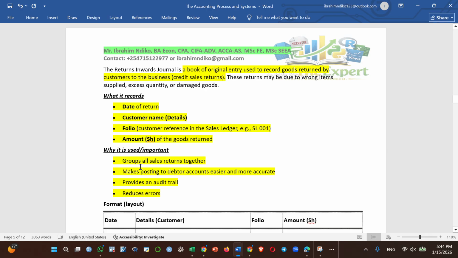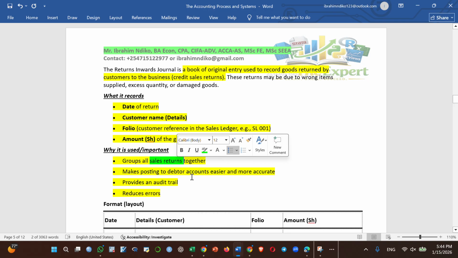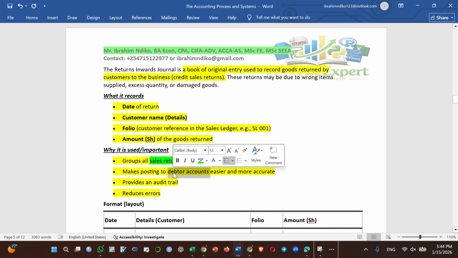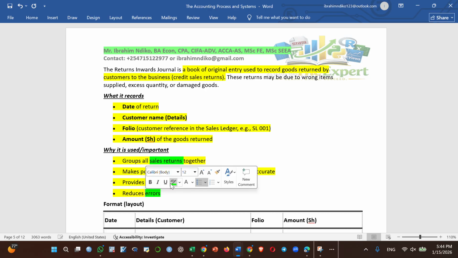So we say it groups all the sales together, that is correct. What sales? Sales return. So be keen. So it assists to do what? To bring all the sales return together. It makes the posting to the debtors account, that is our ledger, easier. Then it assists in audit trail, and it also reduces the error.